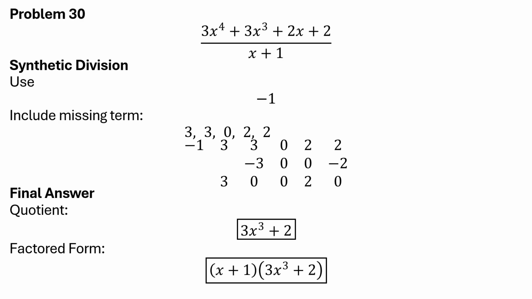Using synthetic division with negative 1 gives a remainder of 0. Therefore, x plus 1 is a factor. The quotient is 3x cubed plus 2, so the factored form is x plus 1 times 3x cubed plus 2.